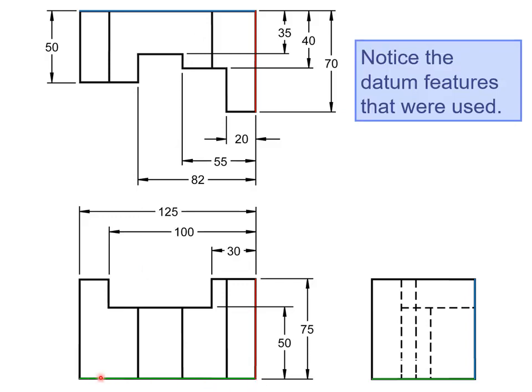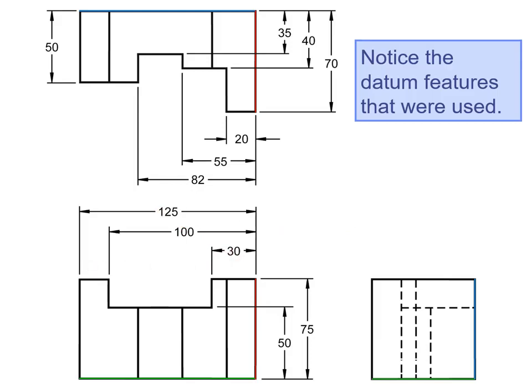Okay, the front view. Again, the base, that's a good datum, a lot of surface area, and we also identify this as a large surface area. So for the green datum, we're going to dimension from bottom up, giving us 50 and 75. And for our horizontal dimensions, we're going to go off of the right side, which has more surface area than the left side. So we're going to dimension from right to left, right to left, right to left, giving us 30, 100, and 125. So that's how we dimension.